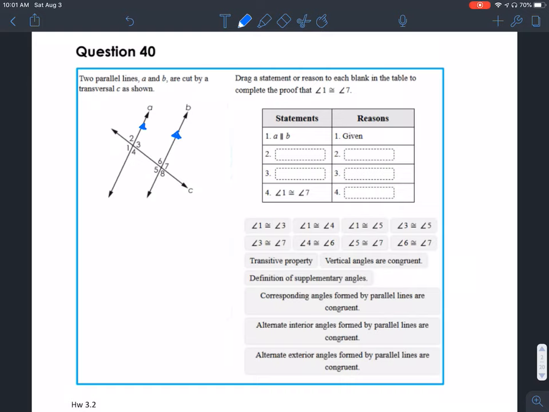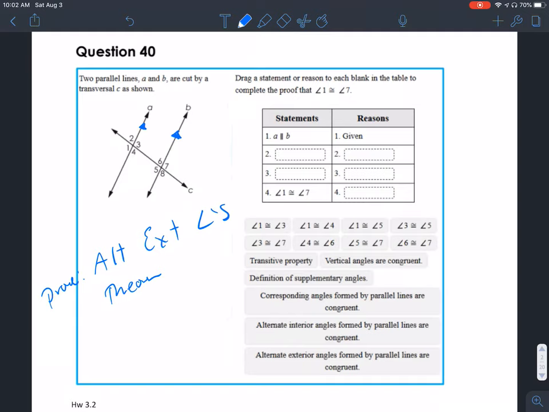Well, we're trying to prove that angle 1 is congruent to angle 7. Angle 1 and angle 7 are alternate exterior angles. Therefore, we're trying to prove the alternate exterior angles theorem. And why that's important, that means we can use any other definition, theorem, or postulate that we know to help us with this proof, except for this theorem. We can't use the theorem to prove itself.